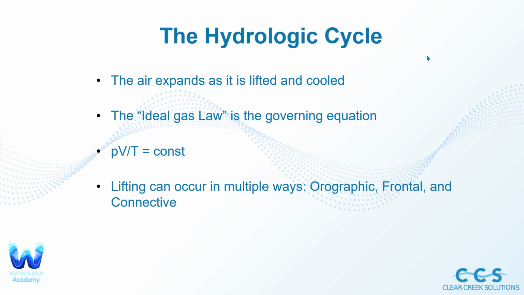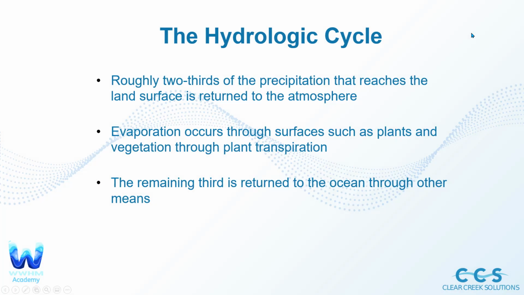The lifting can occur in multiple ways. There's orographic, frontal, and convective. Orographic lifting occurs when the air is forced up over the underlying terrain. The frontal lifting occurs when the air mass is pushed up by a cooler air mass. The boundary between the two air masses is called a frontal surface. And then finally, the moist air must be heated from below as it passes over a warmer surface, causing convective lifting, which may result in a convective thunderstorm. Often two or more of these mechanisms may actually take place together.